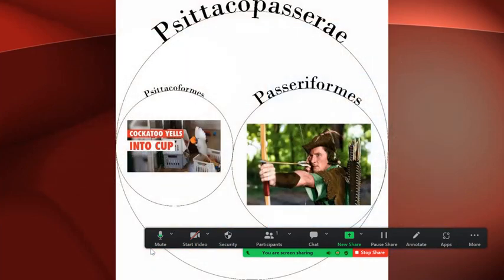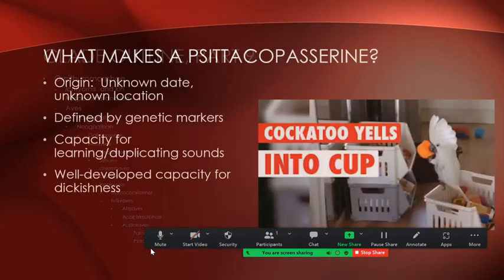Here's the Psittacopasserae. Psittacopasserae consists of the Passeriformes, tremendously successful animals, and the Psittaciformes, which are also pretty successful and pretty impressive animals. Get into that in just a second. What makes a Psittacopasserine bird? Well, they're defined primarily by genetic characteristics, but they also all share a capacity for learning and duplicating sounds.